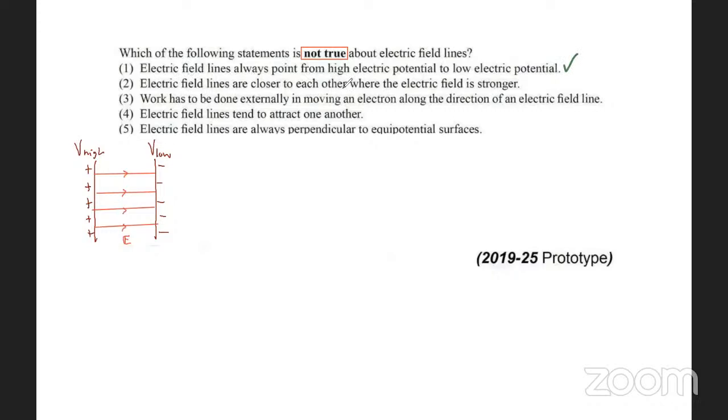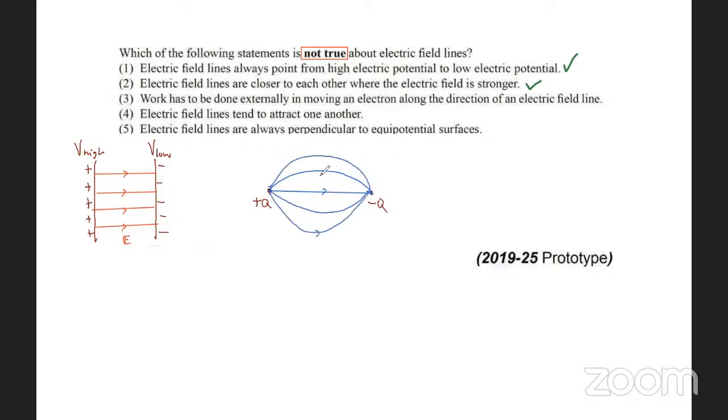Electric field lines are closer to each other where the electric field is stronger. That is also true. Let me explain that with another example for you. Now, if you take 2 point charges, plus Q and minus Q, and when we draw electric field lines, hope you can remember, we drew them like this. First we drew an electric field line from this to this, and then you draw it like this. So these are the electric field lines.